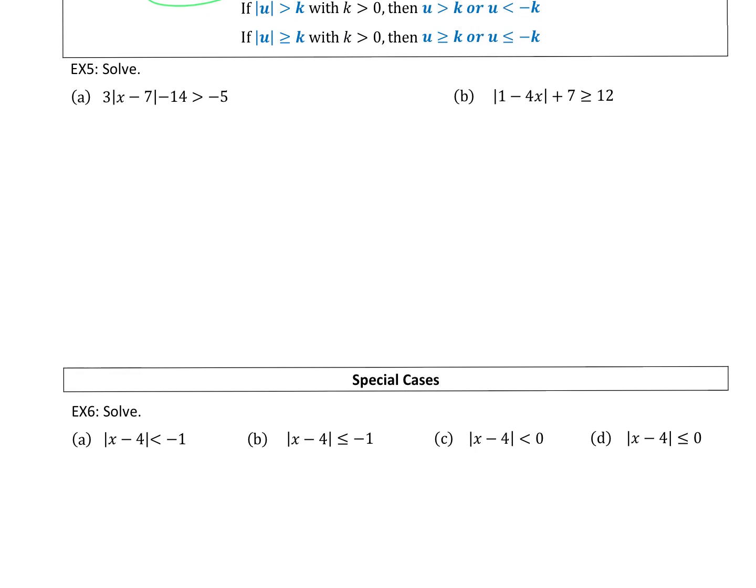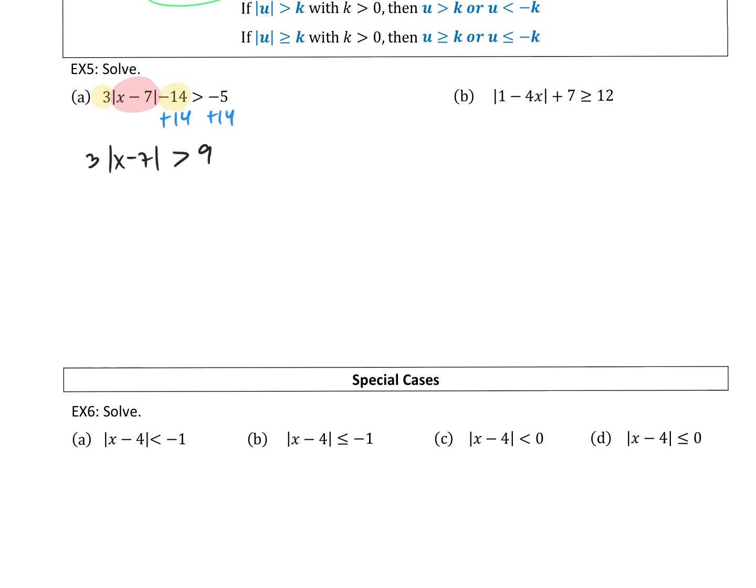So again, my absolute value is not by itself. That's the first thing I want to do. I want to get that 3 and that 14 away from my absolute value. I want that by itself. So feel free to pause the video and try work on this by yourself and check in with me. Okay, so hopefully you pause it and try this out by yourself.